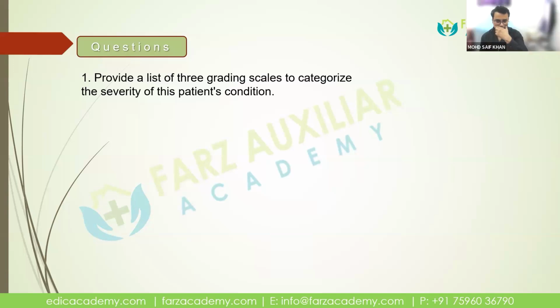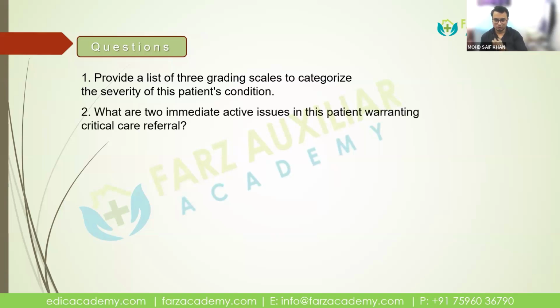No problem. So you have 3 most commonly used gradings to categorize the subarachnoid hemorrhage severity. Yes, sir. The Hunt and Hess classification. Okay, great. Now, next question.